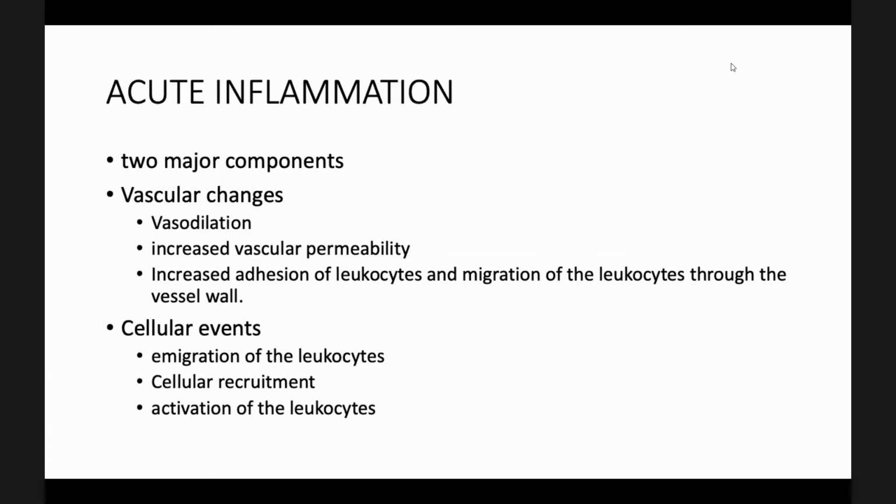There are two major components of inflammation. The vascular changes will be in the form of vasodilatation, increased vascular permeability, increased adhesion of leukocytes, and migration of these WBCs through vessel walls. The cellular events are the immigration of WBCs. They will take help of other cells, that is cellular recruitment, and they will be activated, that is, WBCs will come into action.